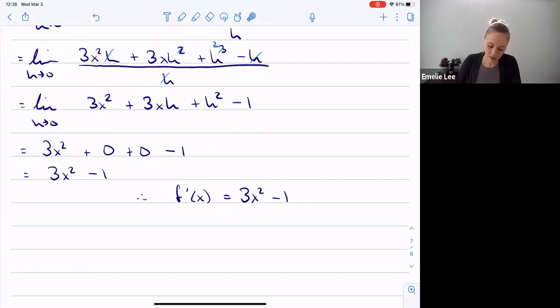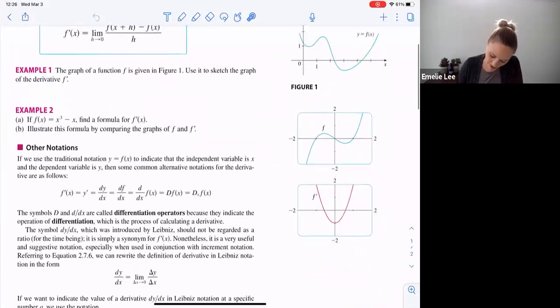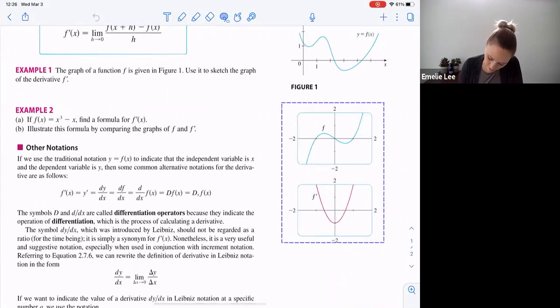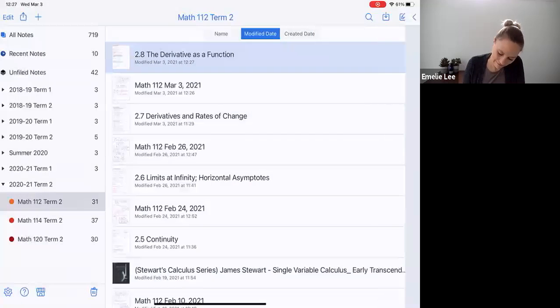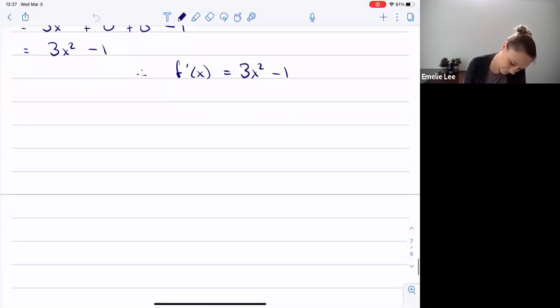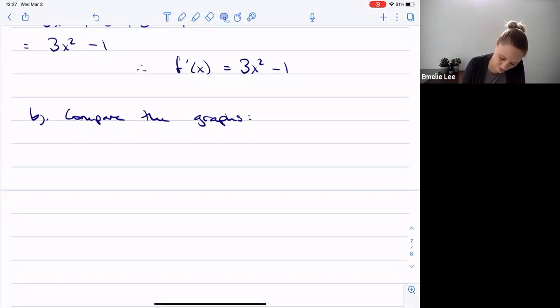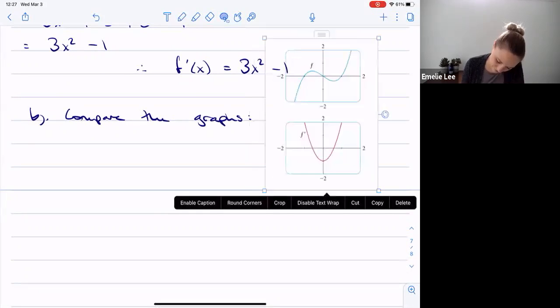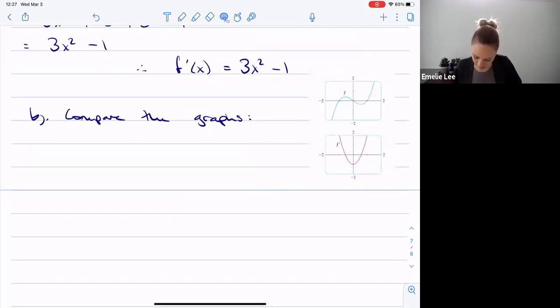So if we have to compare the graphs, we actually have the graphs here. So let's just bring them in. Oops. Oh, I guess this is part B. I should label it. Compare the graphs. And we'll make it small and then zoom in here.